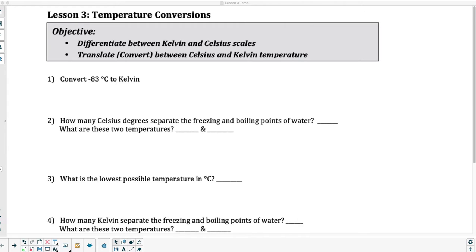Lesson 3, the temperature conversions one. So let's take a quick look at some of the stuff here. I know there's a bunch of it that you know from the Edpuzzle, so I'm not going to spend too much time going over some of the obvious stuff.